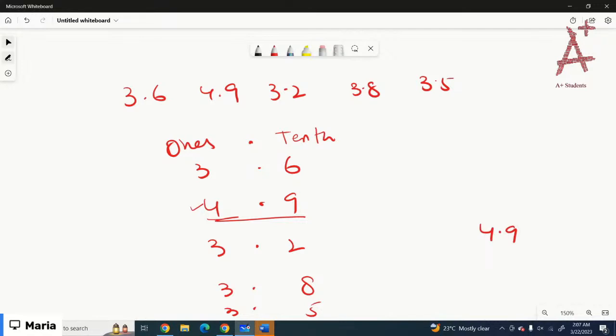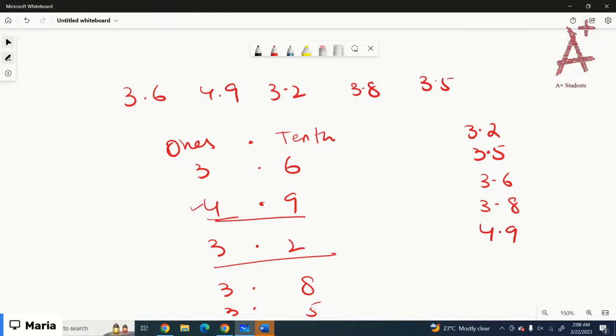Now just look at the tenths part of the rest of the numbers. 6, 2, 8, 5. Which number is the smallest one? 2 is the smallest one. That means the least one is 3.2. Got it? Then 6, 8, and 5. 5 is next, so 3.5. Then 3.6. Then 3.8. Look, now all the numbers are arranged from least to greatest.